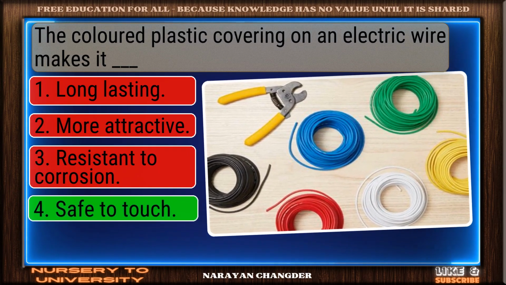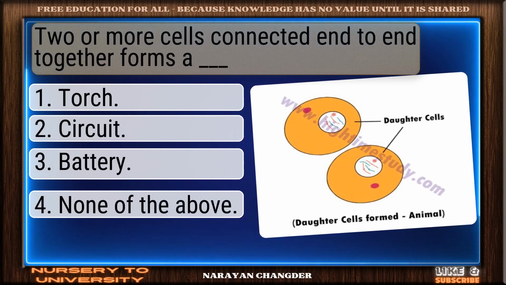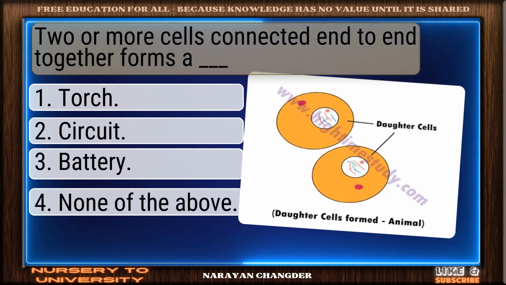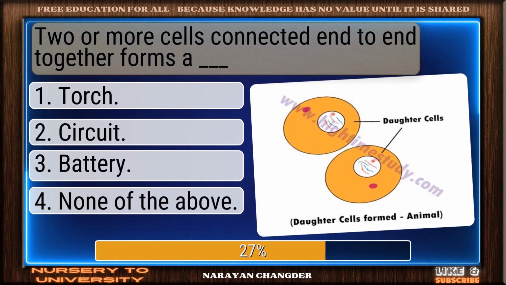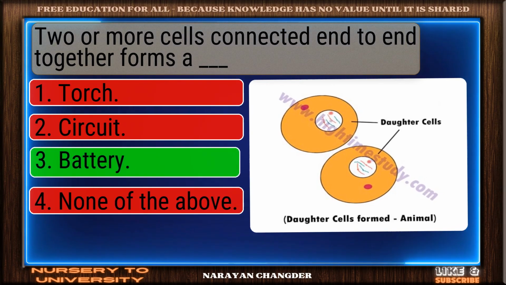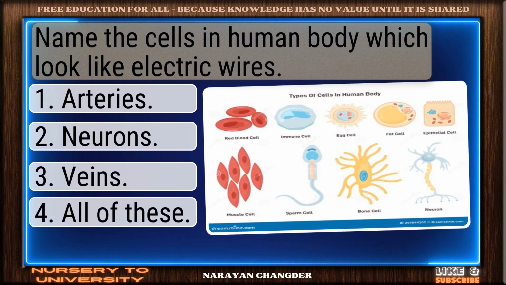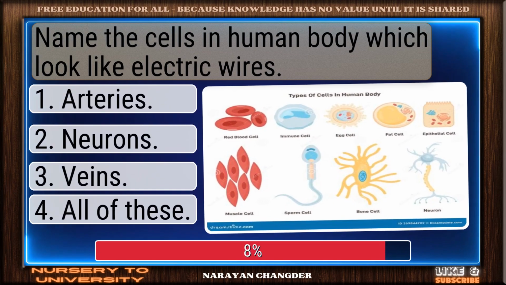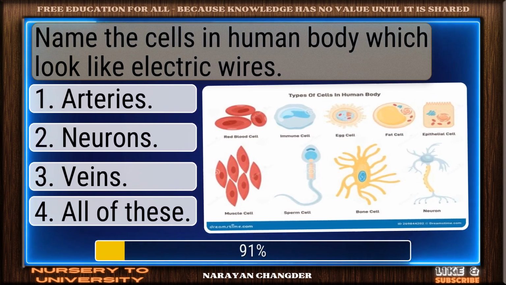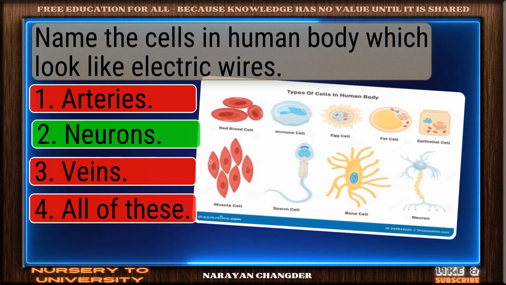Excellent choice. Safe to touch is the right answer. Two or more cells connected end to end together forms a dash. Correct response. Battery is the most accurate answer. Name the cells in human body which look like electric wires. Exactly. Neurons make sense, and it is right choice.